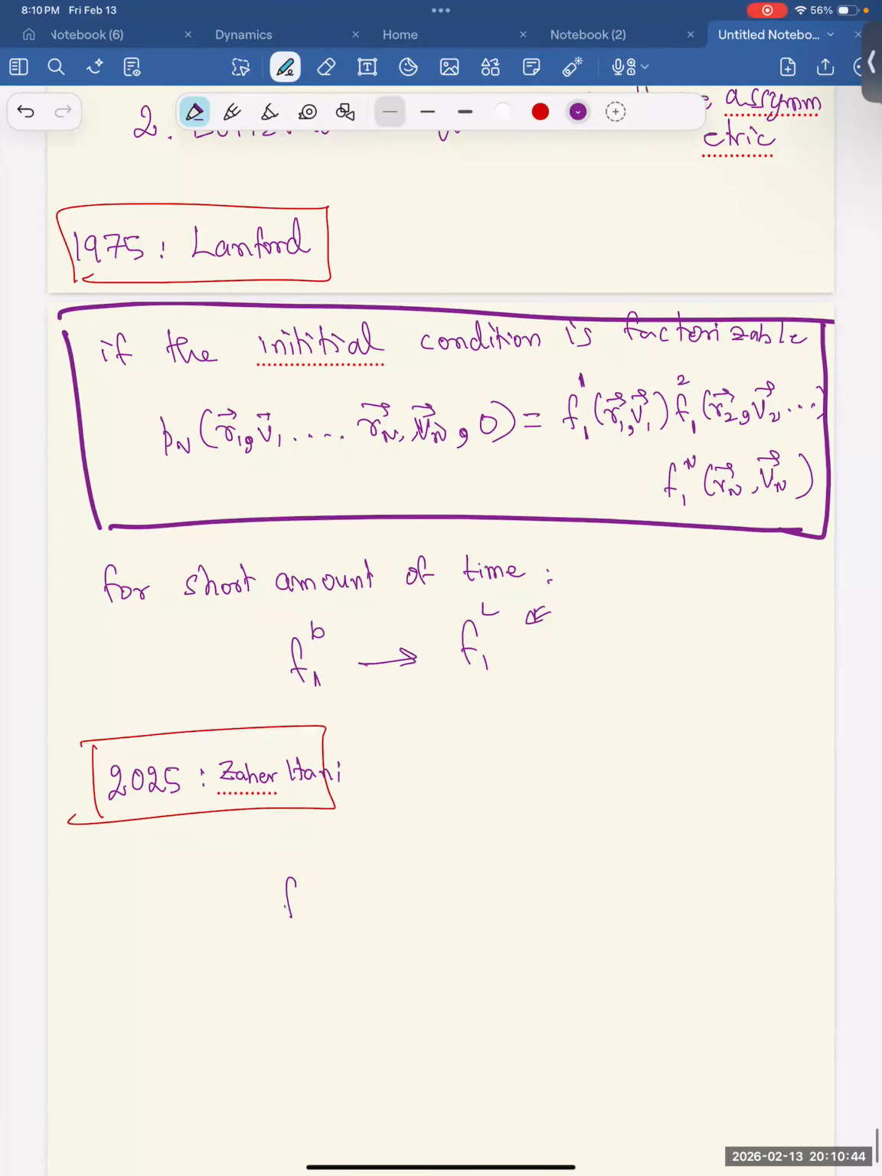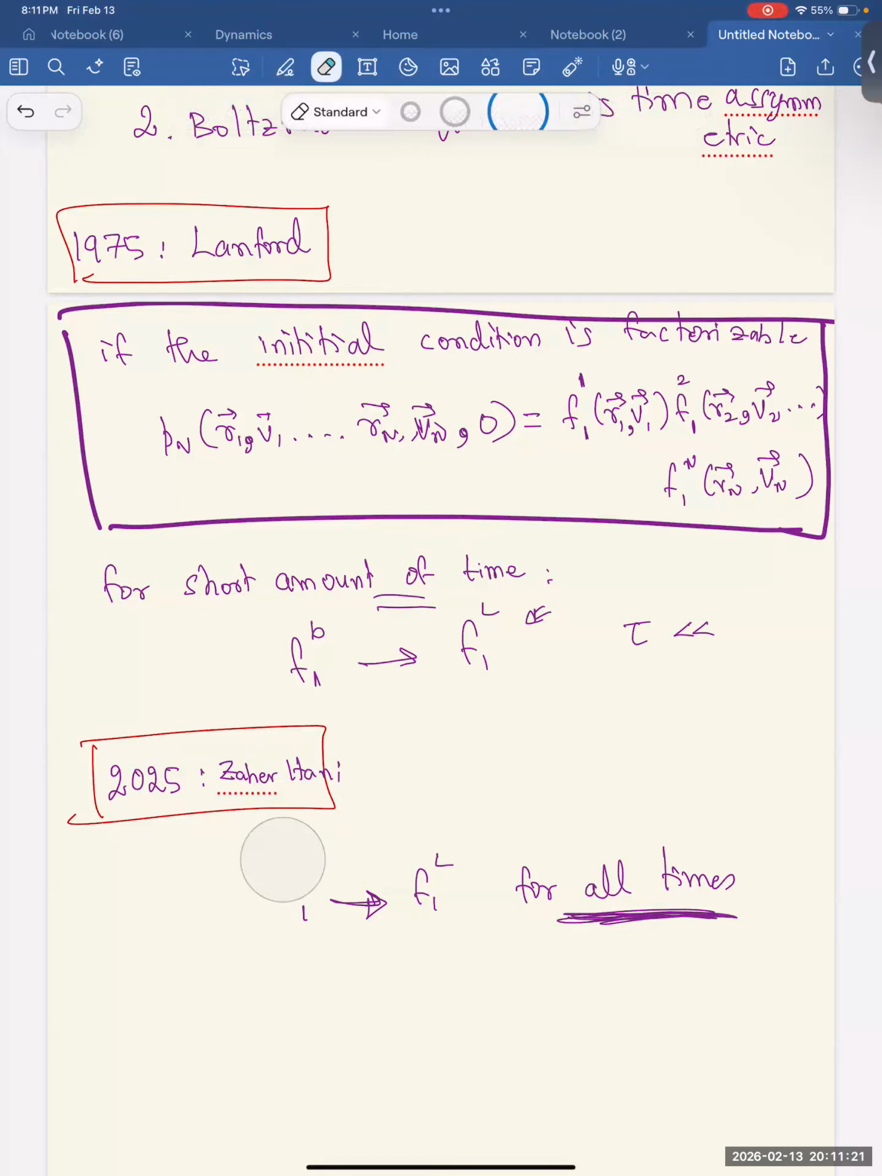then F1B converges to F1L for all times. Okay, and when you say converges, it is in a specific sense, and there are a few technical details, but this is incredible. It is incredible because Lanford's result is for just a very short amount of time, right? If I remember well, this was even less than the mean free time. Maybe it was less than a half of the mean free time, whereas this is for all times. Okay, so this is a very significant result.